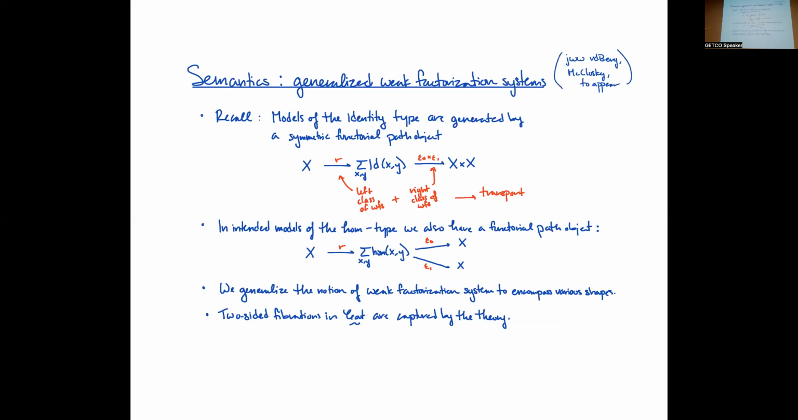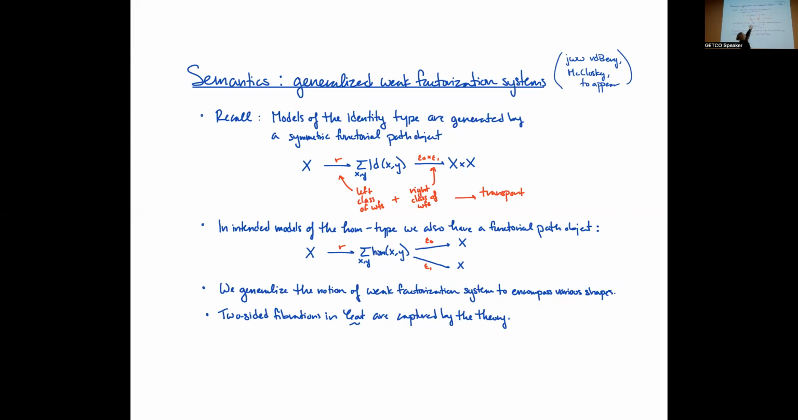So we saw before that models of the identity type are generated by a symmetric functorial path object. And the fact that this left part is in the left class of the weak factorization system and this right guy is in the right class is exactly what you need to have enough homotopical algebra to produce transport. And we want to emulate this situation to get transport in our intended models. Okay, so in our intended models, what we have is something that looks more like this.